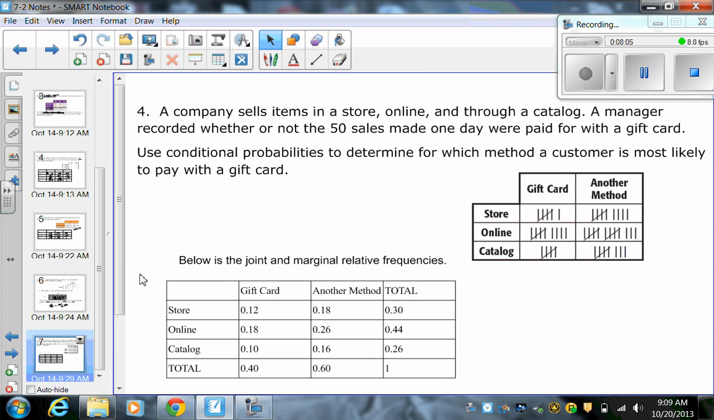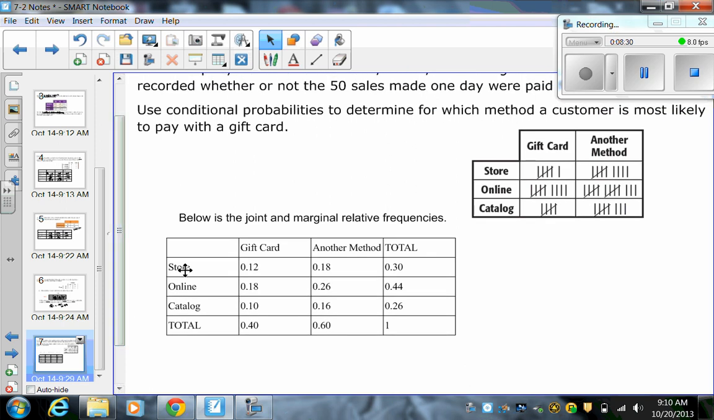A company sells items in a store, online, and through a catalog. A manager recorded whether or not the 50 sales made one day were paid with a gift card. Use conditional probabilities to determine for which method a customer is most likely to pay with a gift card. So I've already gone ahead and given you the joint and marginal relative frequencies below. So what we're going to have to do is to figure out whether by store, online, or on the catalog, a customer is more likely to use the gift card, which means you have 3 different conditional probabilities that we're going to find here.